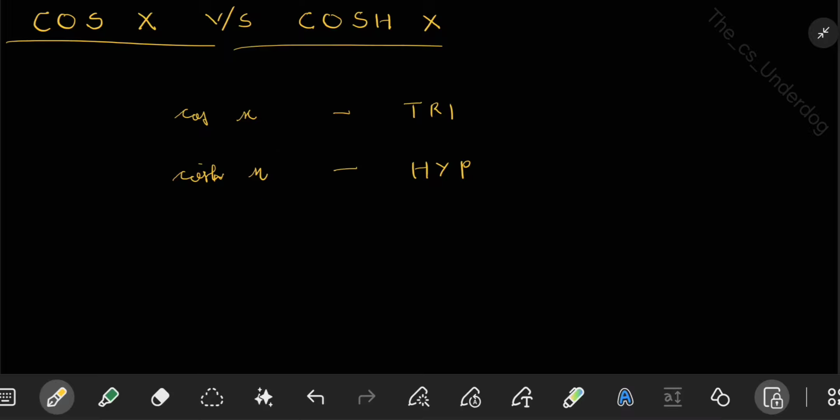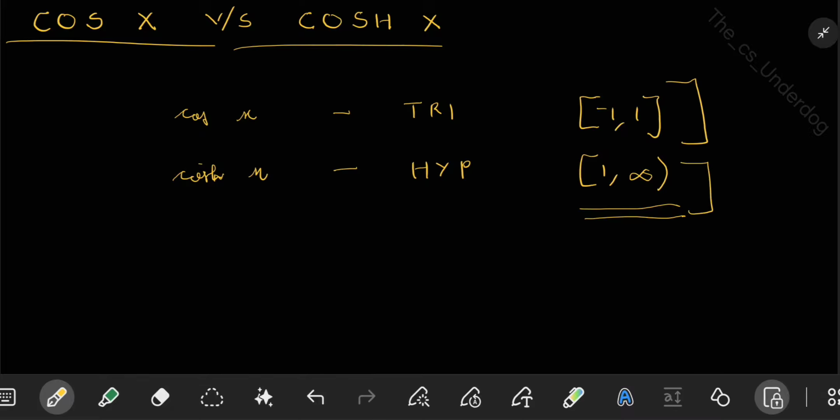First thing, before we go to the graph, one more thing. Let us clarify that the range of cos x is from -1 to 1. This you already know. What about cosh(x)? For this, the range is from 1 to infinity. So this is the main difference between cos x and cosh(x). Cos x gives you values from -1 to 1, but cosh gives you 1 to infinity.